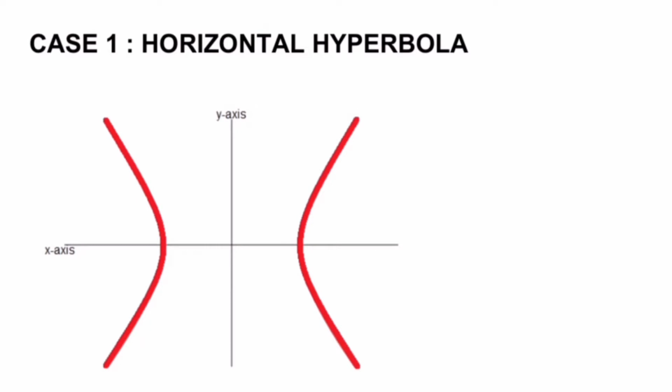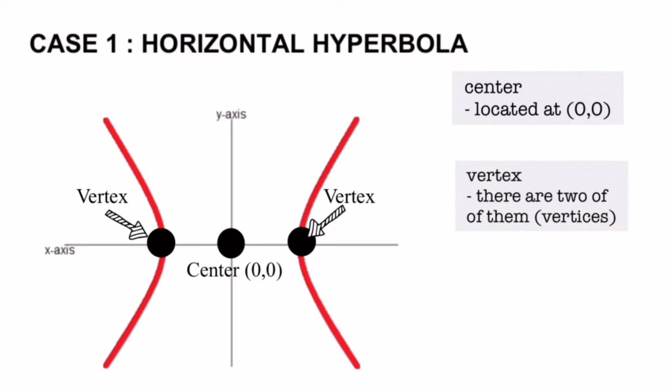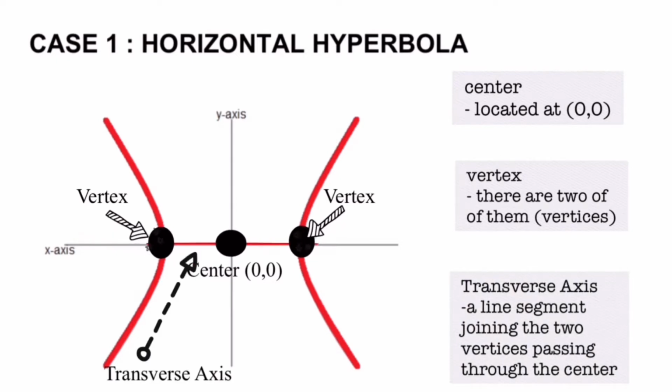Now, these are the parts. The first part is the center. The center is located at 0, 0 or at the point of origin. Another part is the vertex. There are two of them. We call them vertices. Another part is the transverse axis. The transverse axis is the line that connects the two vertices passing through the center.